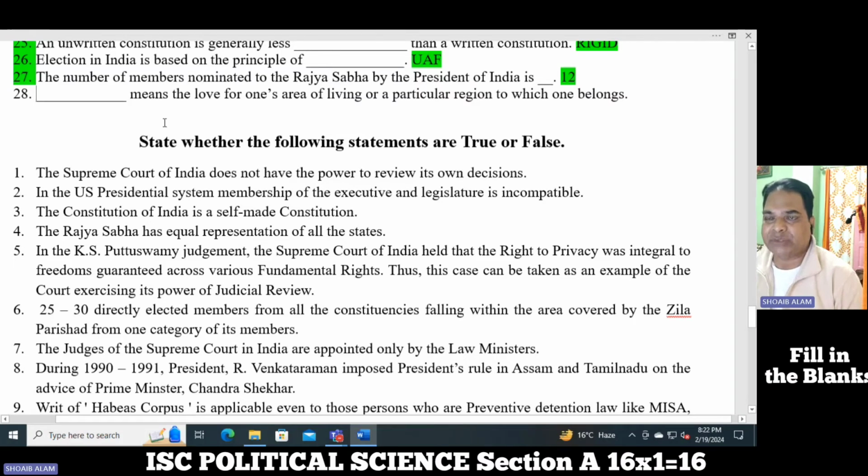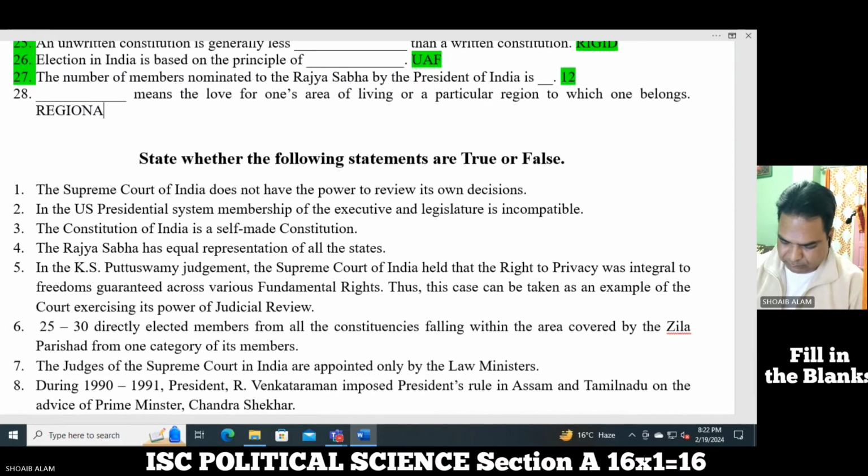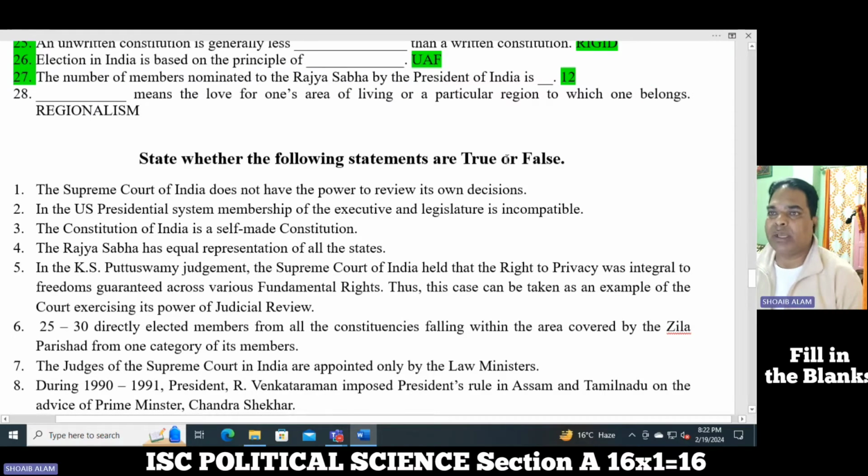Number 28. The love for one area of living, so it is regionalism. Okay, it is regionalism. So I think it's the second one. Regionalism means love for one's own region.